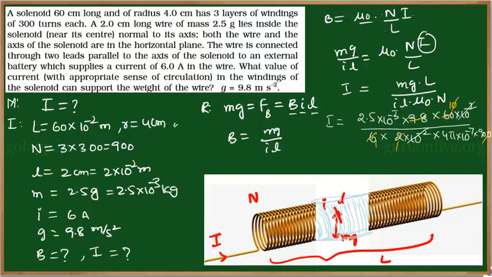2 ones are 2, 4.9s are, that is equal to 2.5 into 4.9 divided by 4 into 3.14 into 9, with 10 to the power of minus 3 in the numerator and 10 to the power of minus 7 in the denominator. So it will become 10 to the power of 4, and one more 0 here in the denominator, so you will get 10 to the power of 3. So by simplifying this you will get 108 amperes.